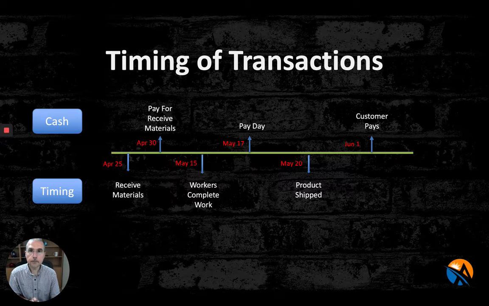So let's talk about an example. I showed this to you earlier. In this case, you have on the top the cash, when the cash is actually going out, and the bottom is the timing or the incurring of the events.